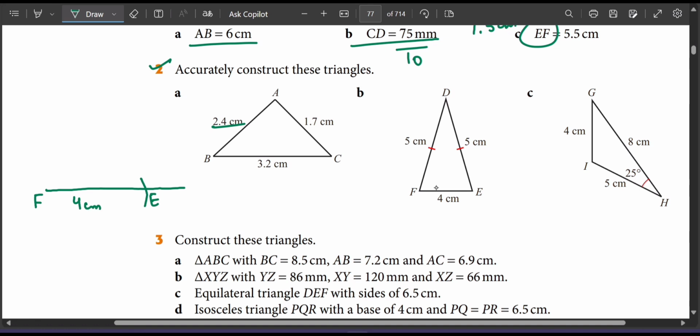After that, you are going to open your compass till 5 centimeter, and you are going to place it, and you are going to bring it over here, and then you're going to mark 5 centimeter over here.